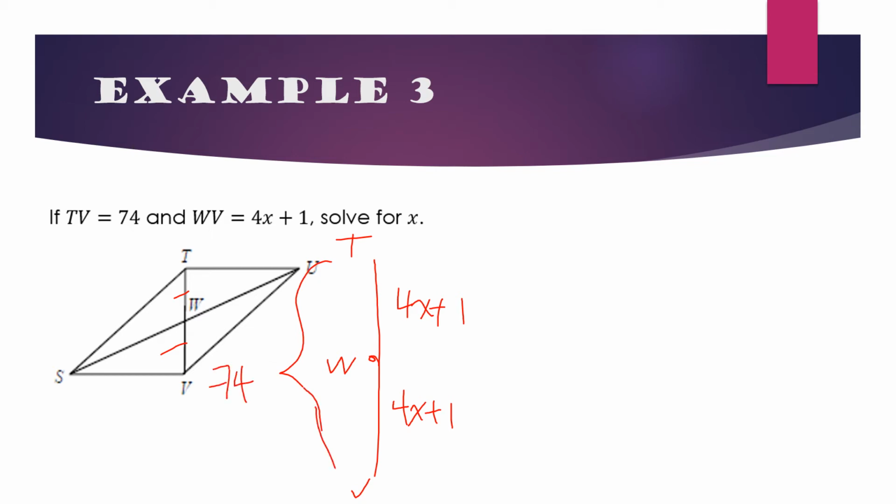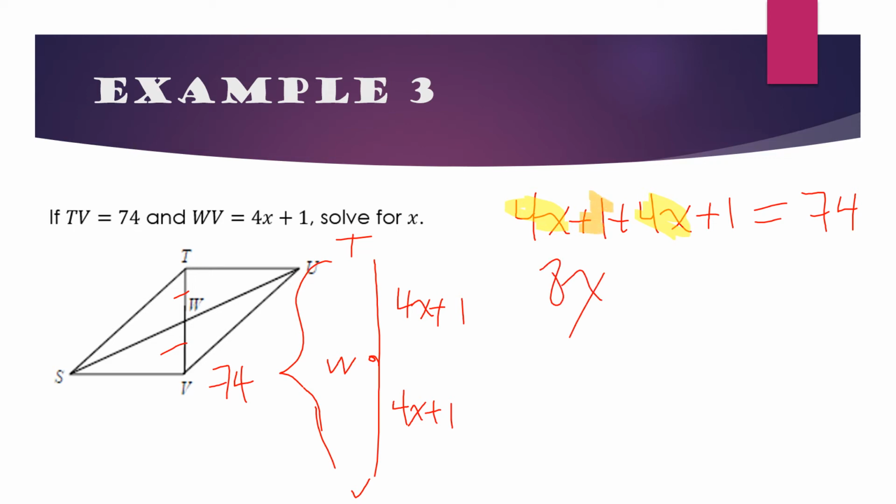So what I'm going to do is add those two pieces together and set them equal to 74. So 4x plus 1 plus 4x plus 1, or you could have just multiplied by 2, equals 74. You could have also taken half of 74, which is 37, and then just set one of them equal to 37. There's a couple different ways you can do that. So I'm going to combine my like terms. I have 4x and 4x, which is 8x. And then I have 1 and 1, which is 2.